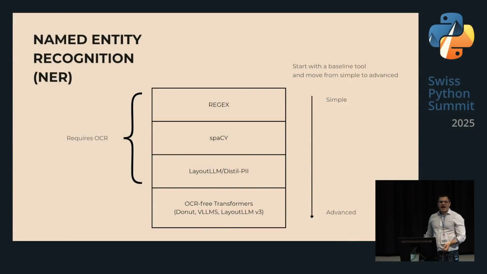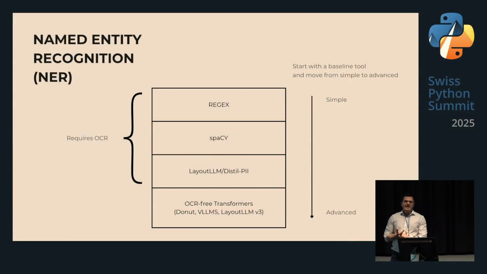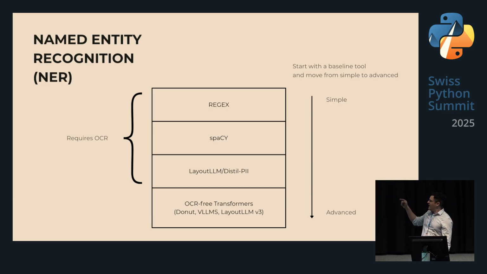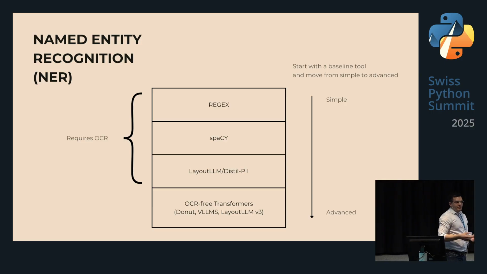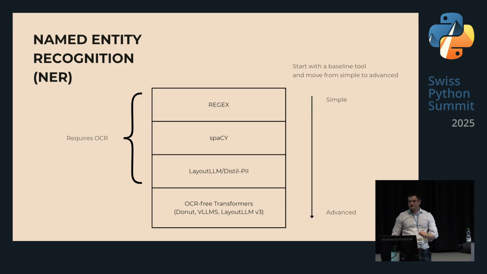So step one, identifying the PII information, i.e. named entity recognition. The three simpler techniques are regex, spaCy, and using something like a layout LLM. These all require a pre-OCR layer. So you get your PDFs, convert them to images, and then you OCR them and feed them into that. Don't rely on what's in a PDF, because sometimes people scramble the text that's overlaid onto it. Make sure you convert to an image and then OCR it.